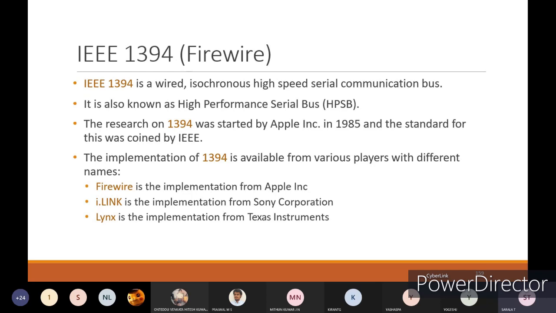And the research on 1394 was started by Apple in 1985, and the standard for this was coined by IEEE. The implementation of 1394 is available from various players with different names. That is FireWire is the implementation from Apple, iLink is the implementation from Sony Corporation, and Lynx is the implementation from Texas Instruments. These are the different names which are used with respect to this IEEE 1394 serial data communication bus.